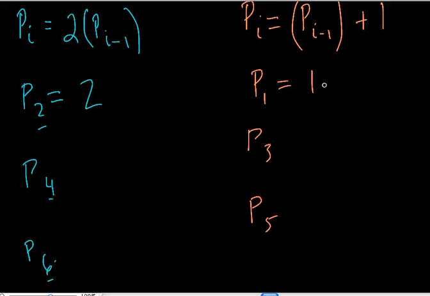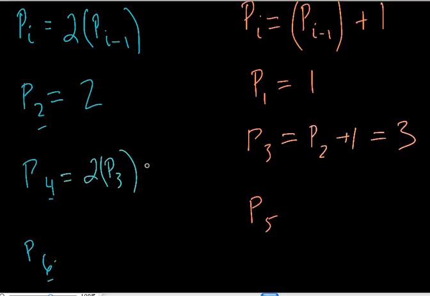I can't find P4 because in order to find P4, I need to know what P3 was and then multiply it by 2. So let me find out P3. P3 I can find out because I know what P2 is. I take P2 and I add 1. P2, which is 2, plus 1 is 3. So that's P3. Now I can find P4 because I take P3 and I times it by 2. So P4 is twice whatever P3 is. P3 was 3, so twice 3 is 6.